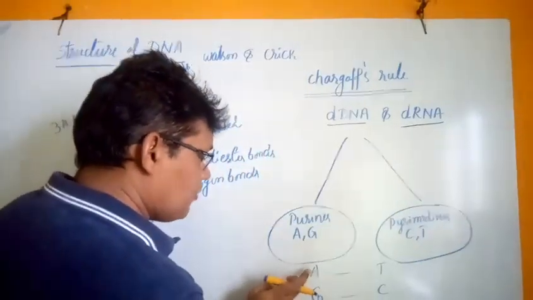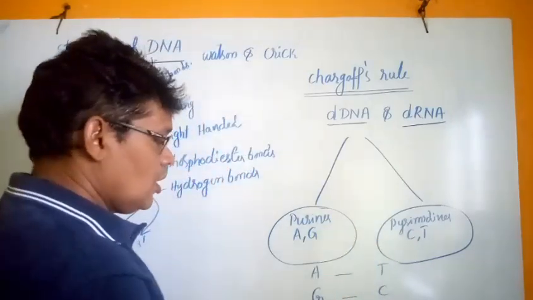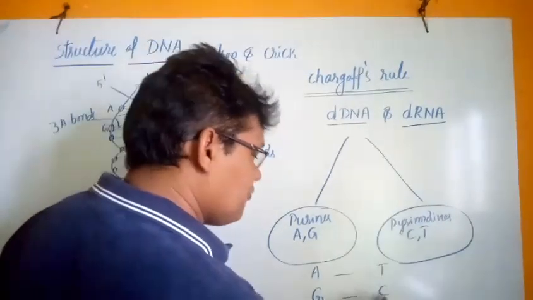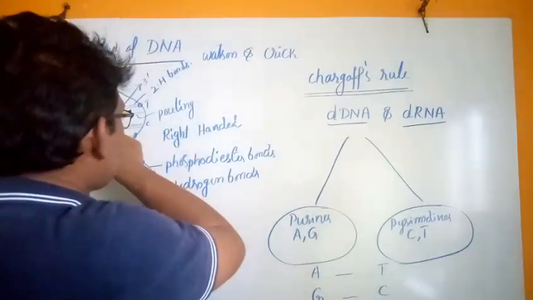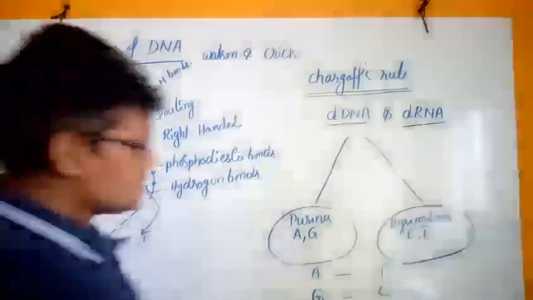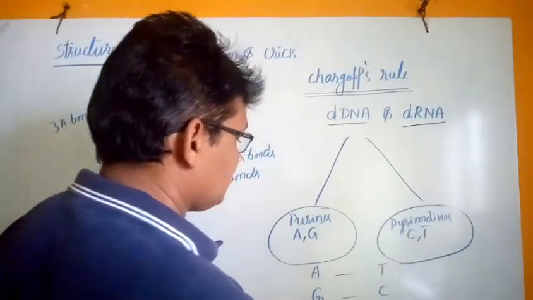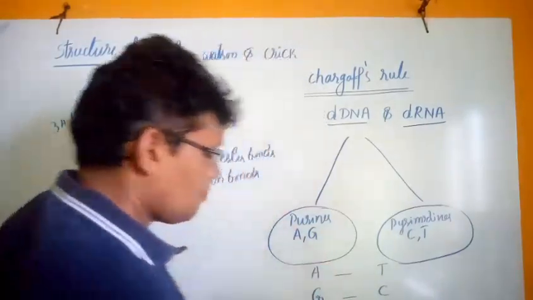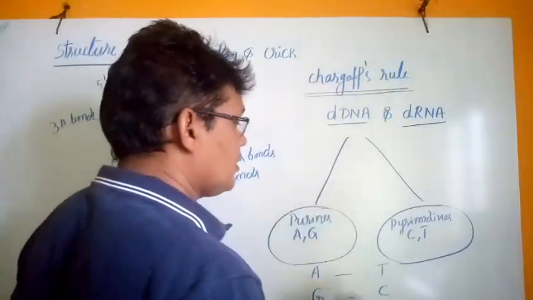Always the purine adenine is linked with the pyrimidine thymine. The purine guanine is always linked with the pyrimidine cytosine. Generally, adenine is linked with thymine by double hydrogen bonds, 2 bonds, whereas guanine is linked with cytosine by 3 hydrogen bonds. The base ratio is identified with the help of Chargaff's rule.